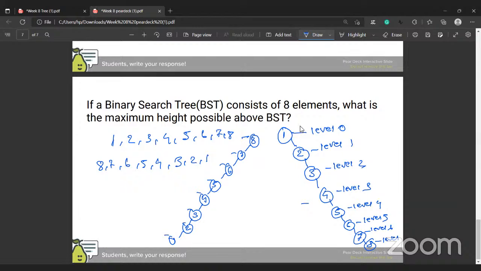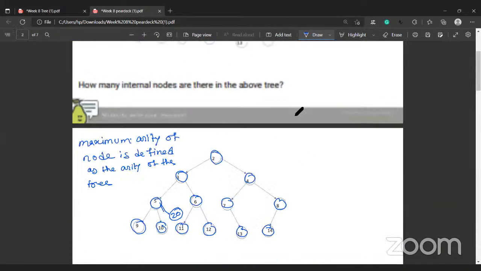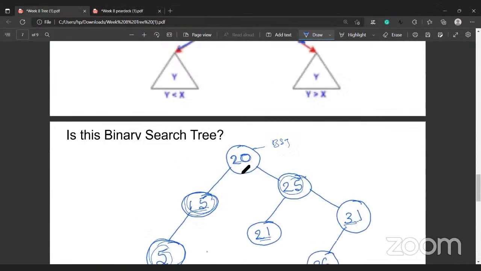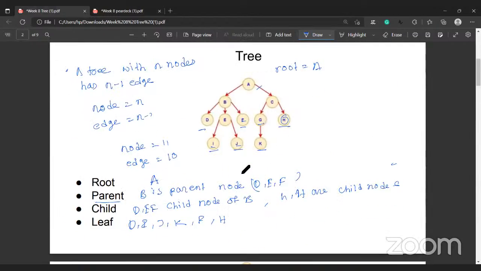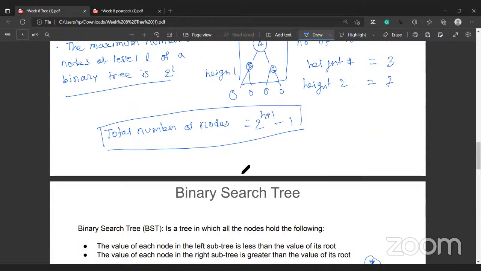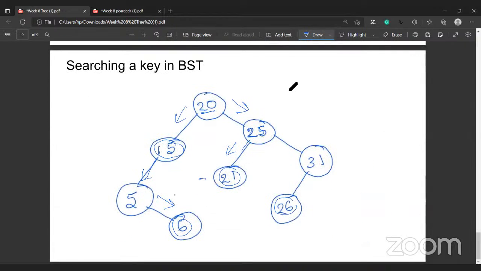So everyone got this question? Okay. If you have any doubt in these questions or in BST, you can ask. If you have any doubt in the tree part also, or anything, you can ask.